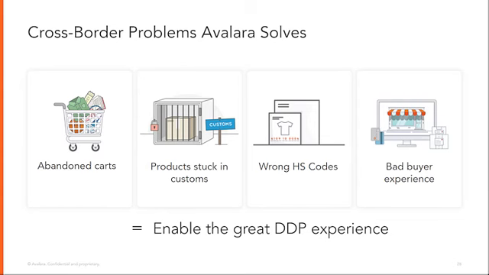So abandoned carts: by not presenting duty and taxes in checkout, you get a high abandoned cart rate. Products getting stuck in customs: HS classification and the documentation that accompanies the package are key to ensuring your products do not get held up, and making sure you deliver your products on time to those customers and meet their expectations. And last is that bad buyer experience. So the DDP, delivered duty paid experience, where you're presenting the fully landed cost, or duty and taxes, up front, is key to success in ensuring a good experience.